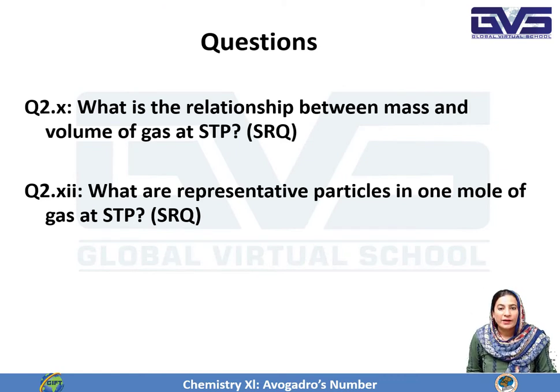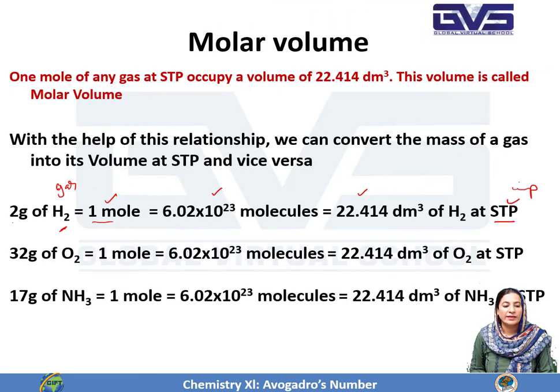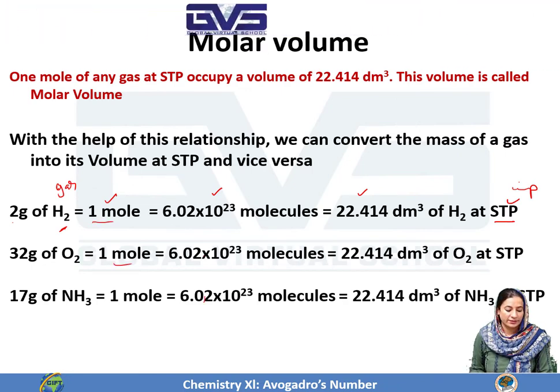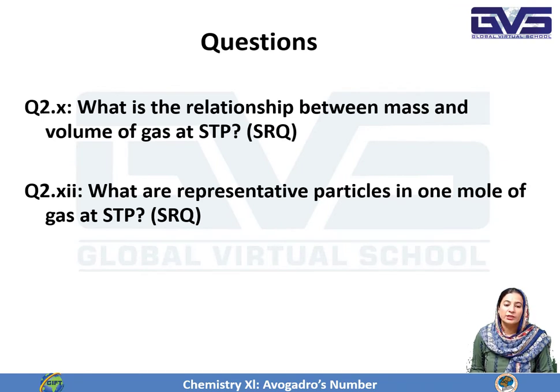What are representative particles? Students, representative particles means how many particles are in 1 mole of gas. Of course, in this previous relation, 1 mole of any gas contains Avogadro's number of particles, that is 6.02 into 10 raised to 23. So you have to give the value here. Even if you are asked what are the representative particles in 2 moles of gas at standard temperature and pressure, of course, it will be 2 NA. If it is 2.5, it will be 2.5 into NA. So the question can be asked in any way.